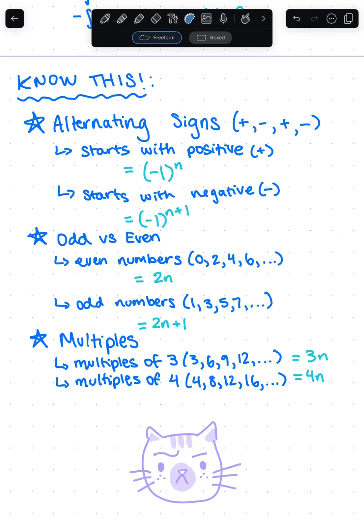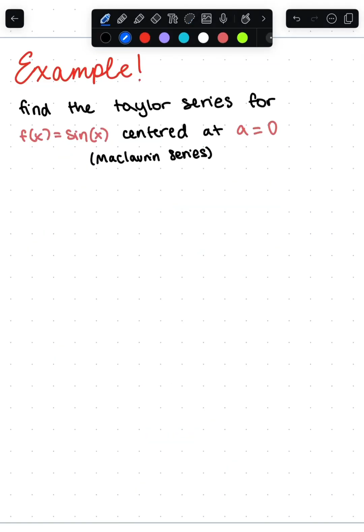Here are some other things you should know. These are patterns you should look out for when identifying Taylor series or sequences within the Taylor series. You should look out for if the series has alternating signs. So if it starts with a positive sign or a negative sign, notate that accordingly. If the series has odd or even numbers, also either use 2n or 2n plus 1. And lastly, look out for multiples. So for example, multiples of 3, you indicate it with 3n, or multiples of 4, you indicate it with 4n, and so on.